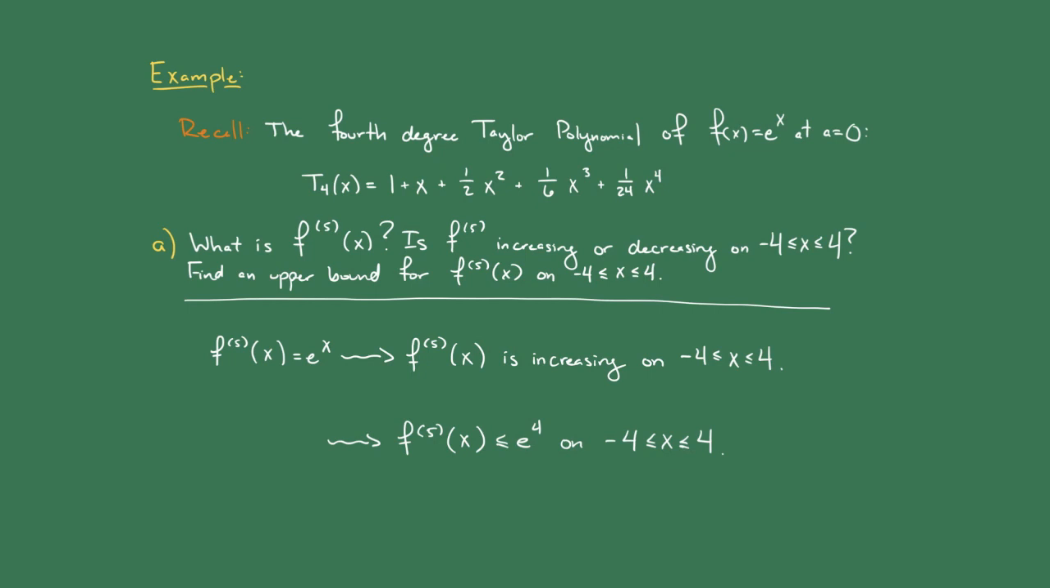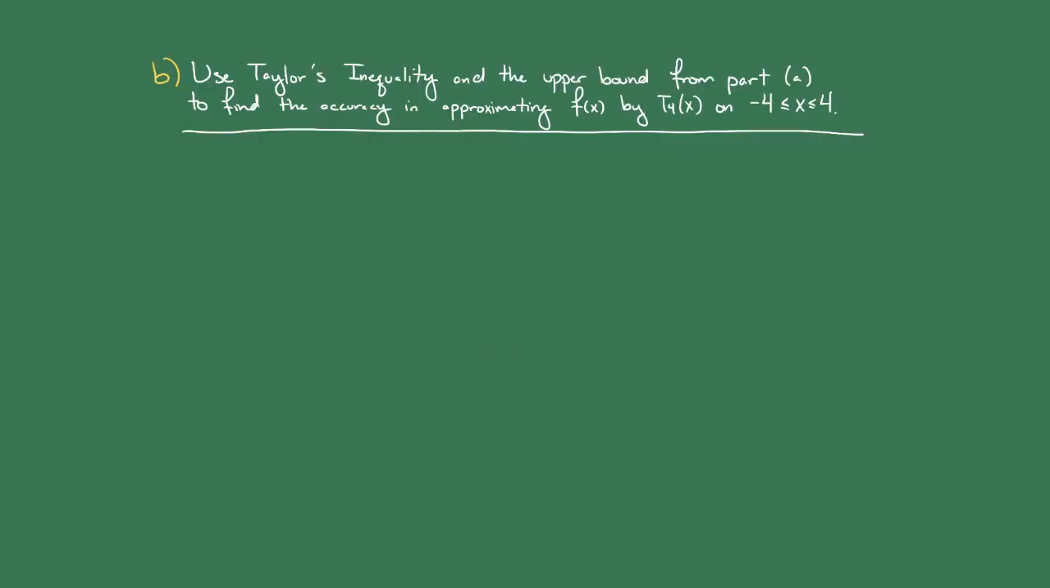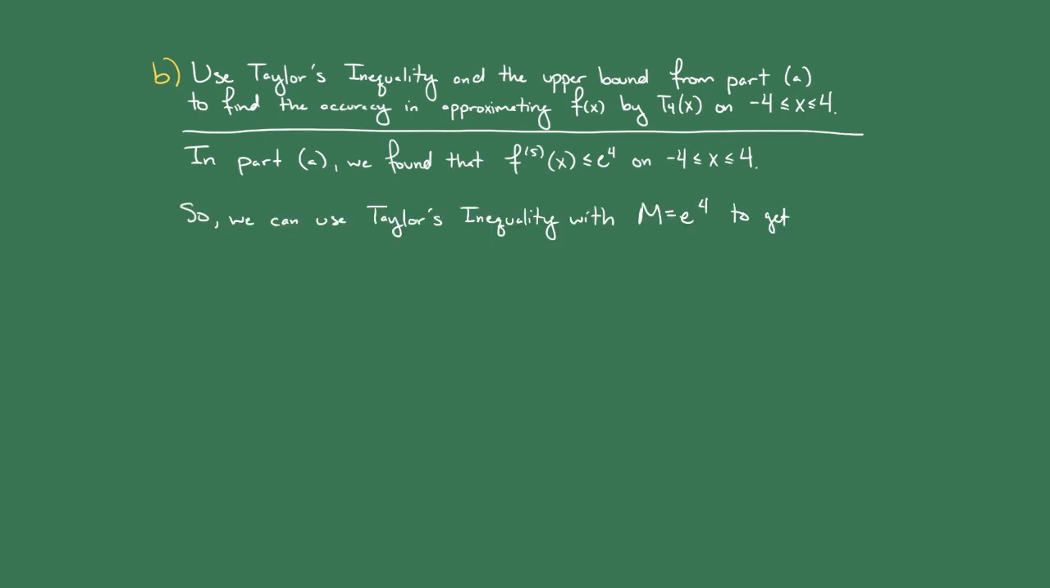Now, the last part of Taylor's theorem involves finding an upper bound for the remainder R_n of x. So let's try to apply this part to our example. That is, let's use Taylor's inequality and the upper bound from part A to find the accuracy in approximating f of x by T_4 of x on the interval -4 to 4. In order to use Taylor's inequality, we need a good value for M. However, we found in part A that the fifth derivative of f is bounded above by e to the fourth on the interval -4 to 4. So we can use Taylor's inequality with M equals e to the fourth to get that the error R_4 of x is bounded above by e to the fourth over 5 factorial times the absolute value of x to the fifth.